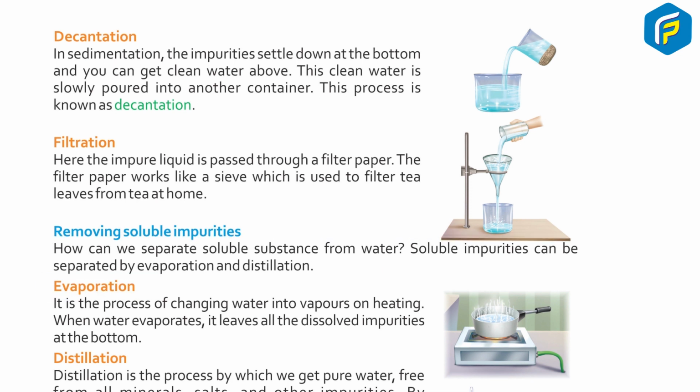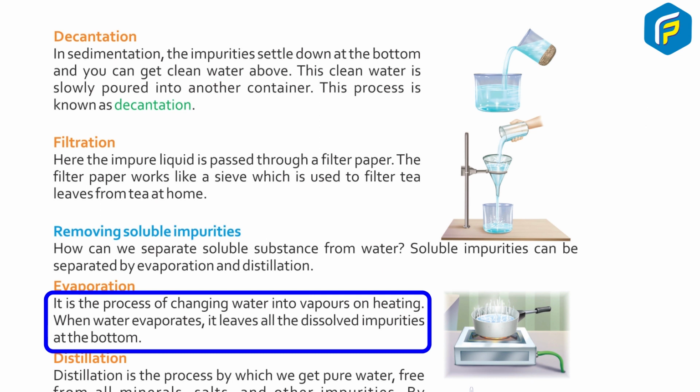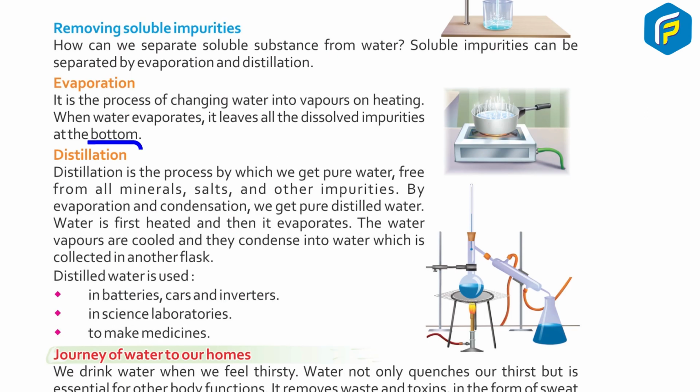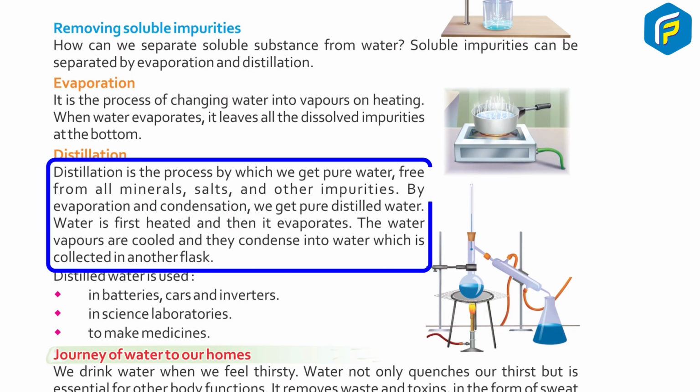Evaporation. It is the process of changing water into vapors on heating. When water evaporates, it leaves all the dissolved impurities at the bottom. Distillation. Distillation is the process by which we get pure water, free from all minerals, salt, and other impurities. By evaporation and condensation, we get pure distilled water. Water is first heated and then it evaporates. The water vapors are cooled and they condense into water, which is collected in another flask.